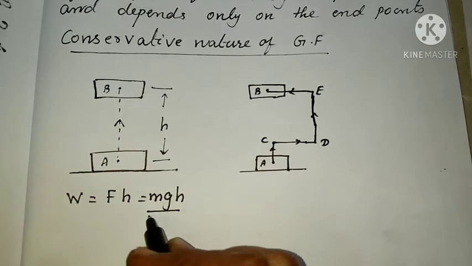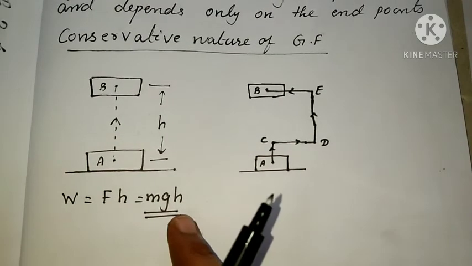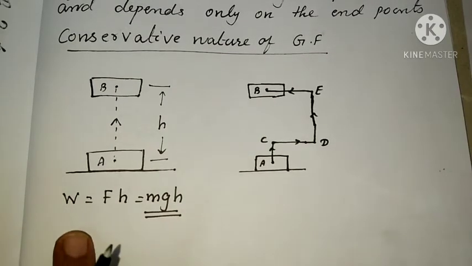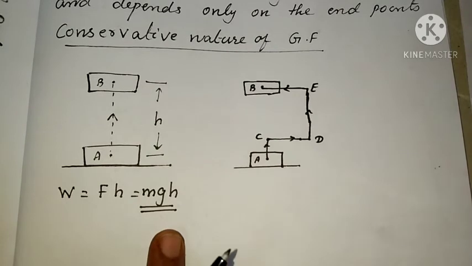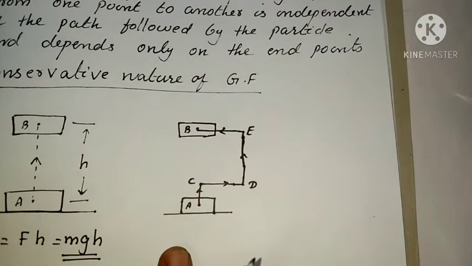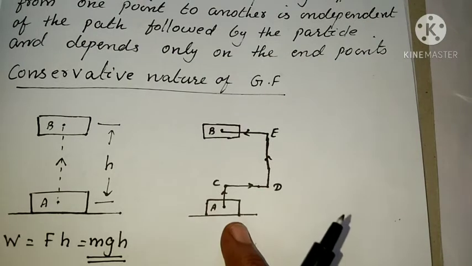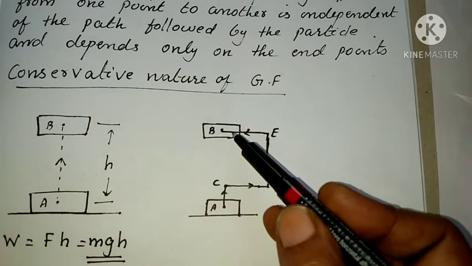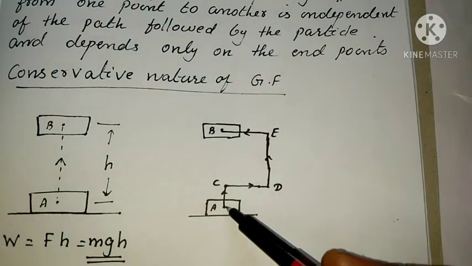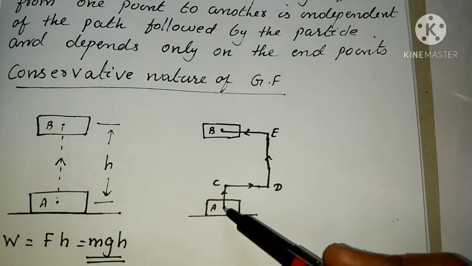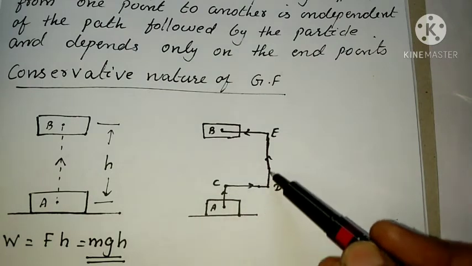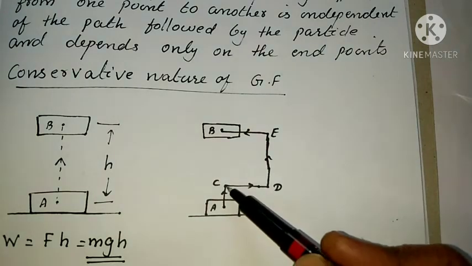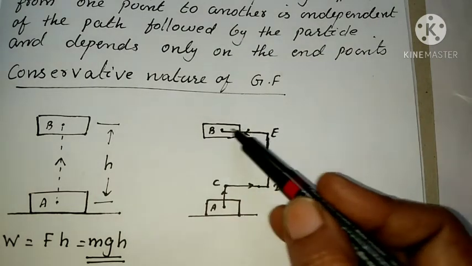So mg is the weight of the body, and h is the distance moved by the body. So work done against gravity is equal to mgh. Now the same body is taken from the point A to B along the path AC, D, E, B. So what are the paths here? AC, then CD, then DE and EB.